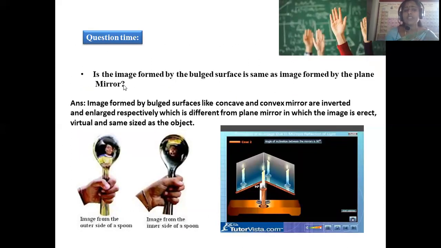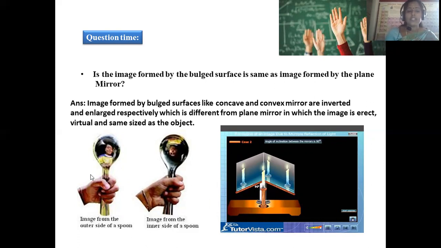The next question is: is the image formed by a bulged surface the same as the image formed by a plane mirror? Just now we discussed: a plane mirror gives a different kind of reflection. And a bulged surface is one which is enlarged outside. In that case, whatever figure you see does not look exactly like what appears on the plane surface. To explain that, we have three different mirrors here.